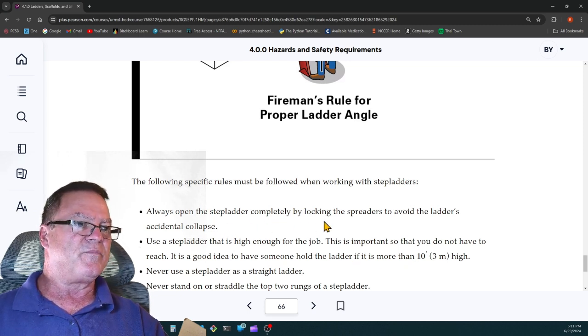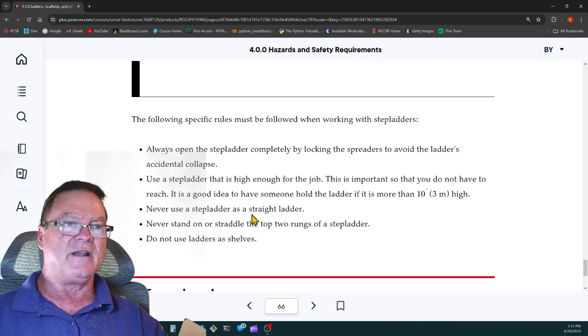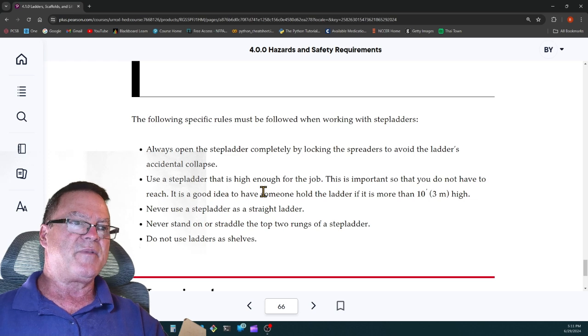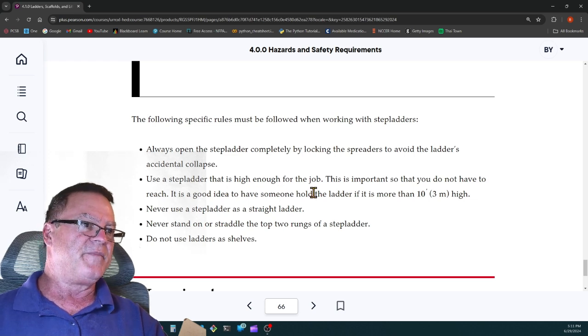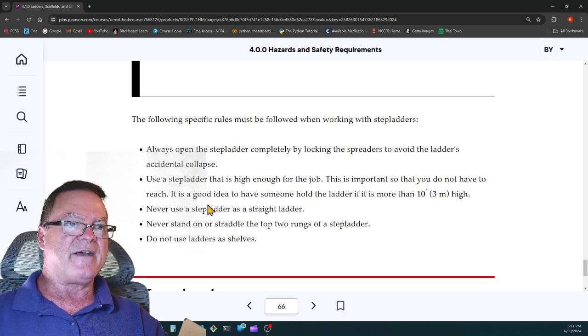Always open the step ladder completely by locking the spreaders to avoid the ladder accidentally collapsing. Use a step ladder that is high enough for the job. This is important so that you do not have to reach. It's a good idea to have someone hold the ladder if it's more than 10 feet high. Never use a step ladder as a straight ladder. Don't lean it up against the wall. It's not what it's meant for.